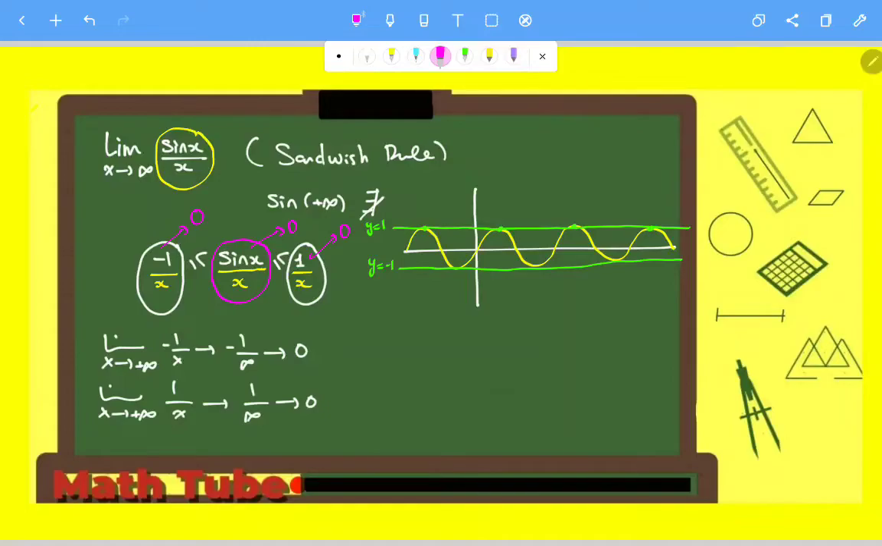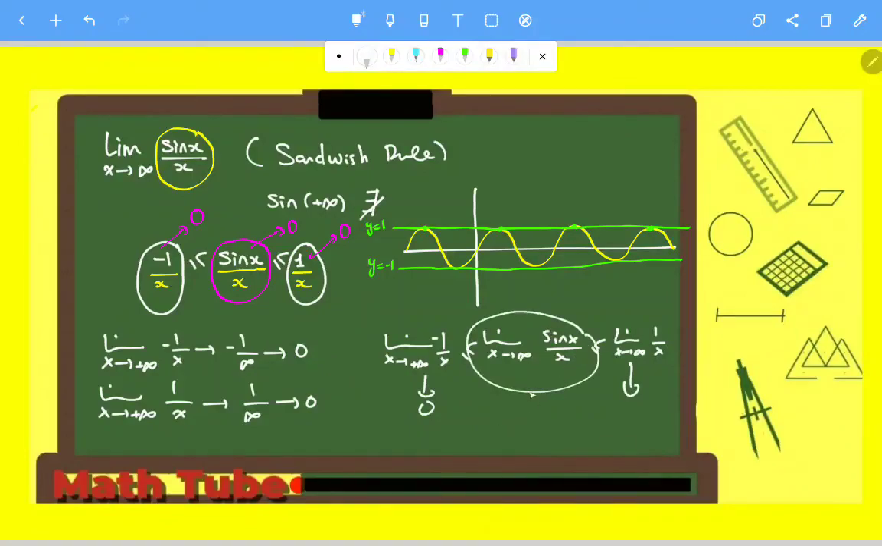This method is known as the sandwich rule or squeezing theorem. So as you see here, the limit as x tends to infinity for sine x over x must be bounded between the limit as x tends to plus infinity for -1 over x and the limit as x tends to infinity for 1 over x. Since this one tends to 0 and this one tends to 0, we said that this function will be left with one option, which is 0.